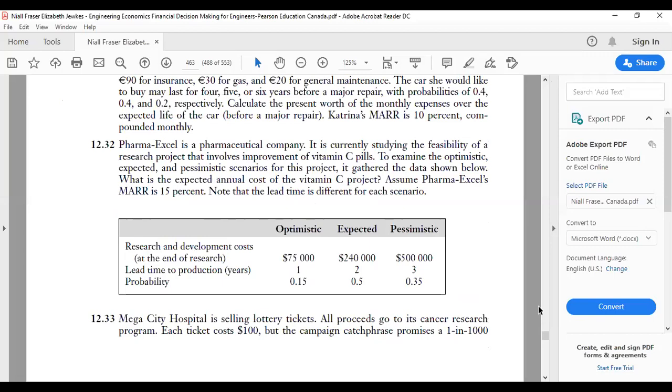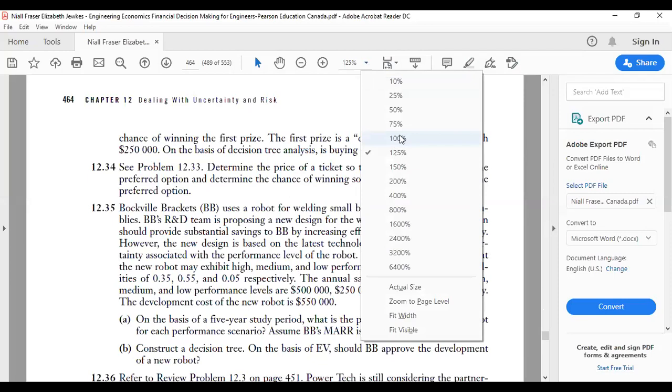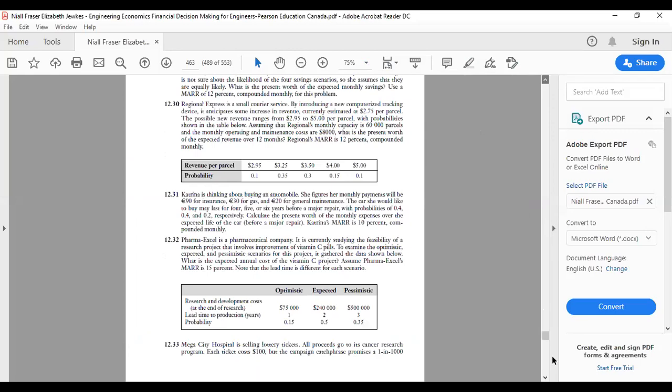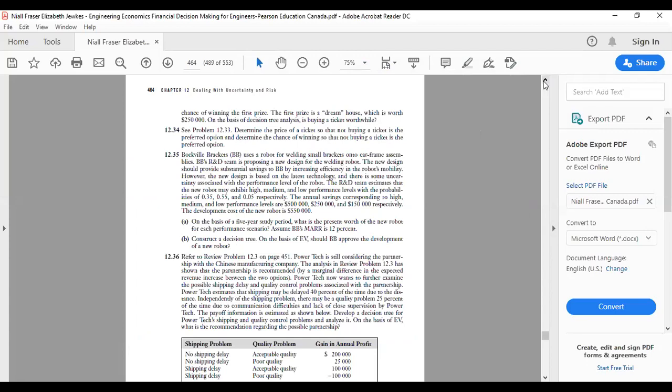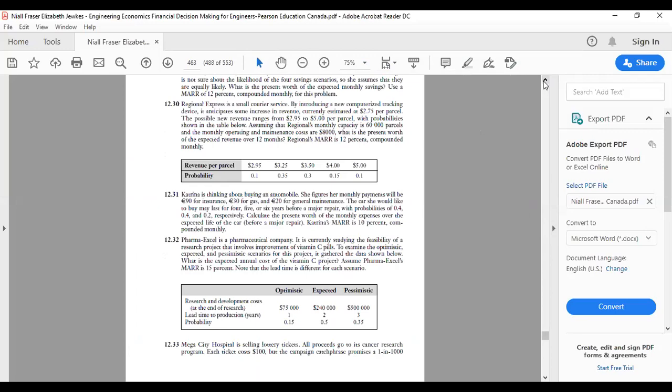So question 12.33. Okay, I'm not able to show the entire question like that. Maybe if I reduce it, I probably could. Still can't. It doesn't allow me to share both. So that's the first part of the question. Mega City Hospital is selling lottery tickets. All proceeds go to its cancer research program. Each ticket costs $100. But the campaign catchphrase promises a 1 in 1,000 chance of winning. So the probability of winning would be 1 over 1,000.